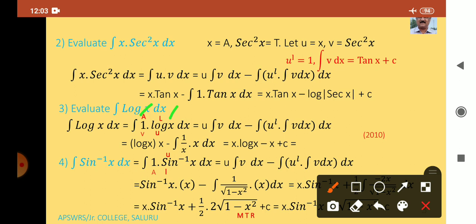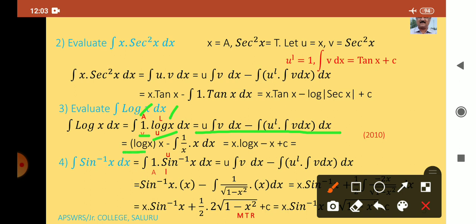So we put L as u. That is, u is equal to L, which means log x. So u is equal to log x. The remaining term, algebra function A, is v. Okay. So the formula is u integral v dx minus integral u dash into integral v dx.